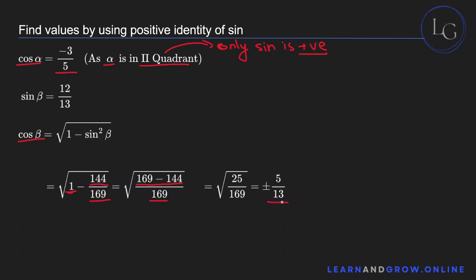Fair enough. But again, this is a cos function, and the angle beta also lies in the second quadrant, which means that again, you'll have to take negative 5 by 13 instead of positive 5 by 13. Because again, the second quadrant means that only the sine function is positive, and this is a cos function, so it will be negative.